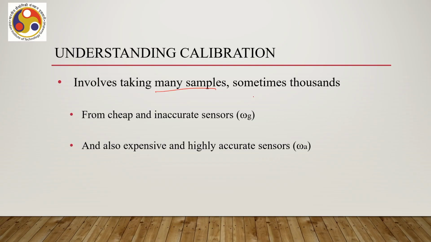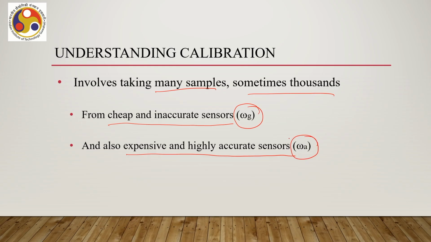Next, what we can do to calibrate, that means to reduce or make this measurement error as minimal as possible, what we can do? That involves taking many samples, sometimes thousands, from cheap and inaccurate sensors, which we are calling omega g, that is the measurement. We are assuming that our sensor that we have at our disposal is cheap and inaccurate, and also expensive and highly accurate sensors omega A.